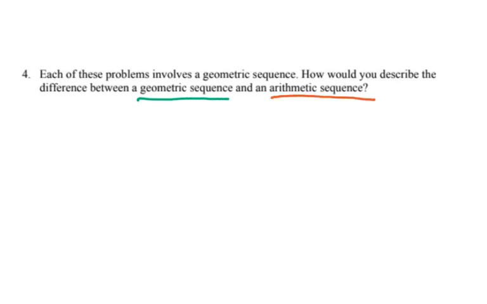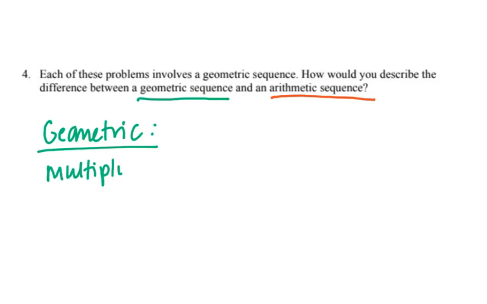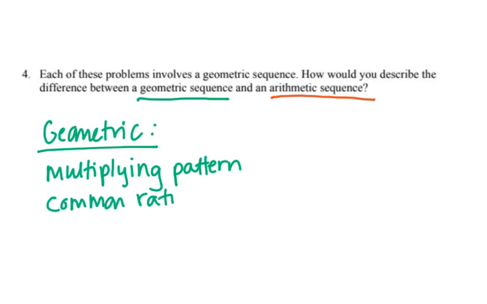Okay, so today we've been working with geometric sequences, so let's think about that. So geometric, we would maybe say that this means you would have a multiplying pattern, and we call that number that you're multiplying by the common ratio. And it creates a curved graph. Okay? It can still go up or down. That part is not unique to either, but it creates a curved graph.